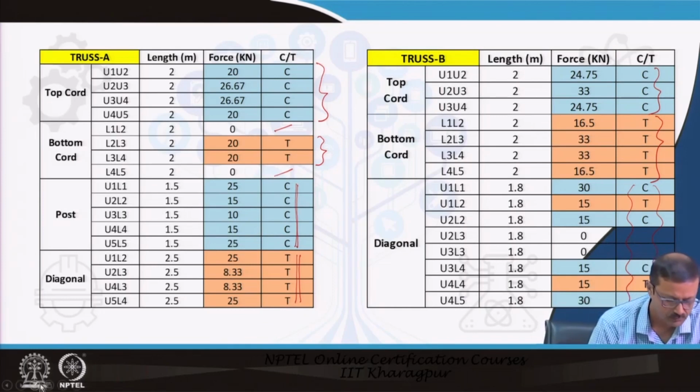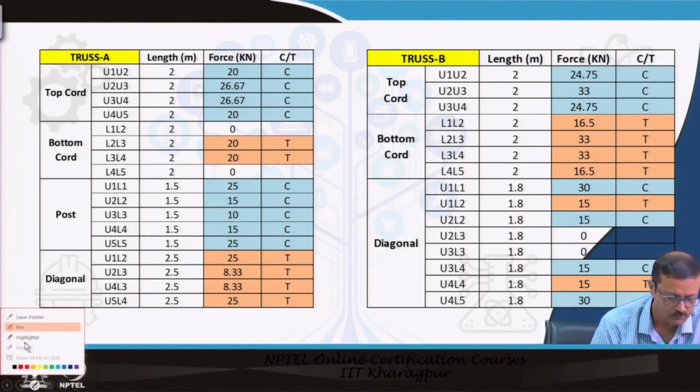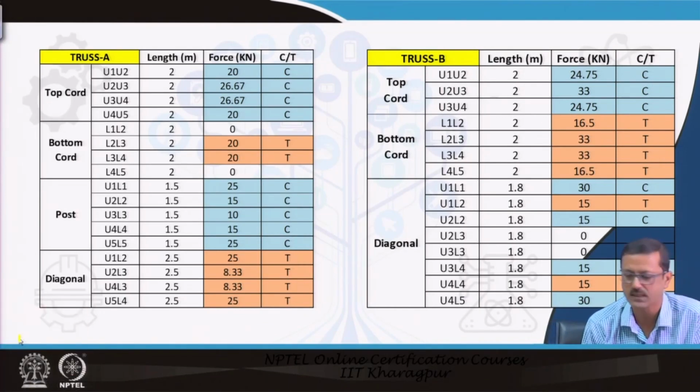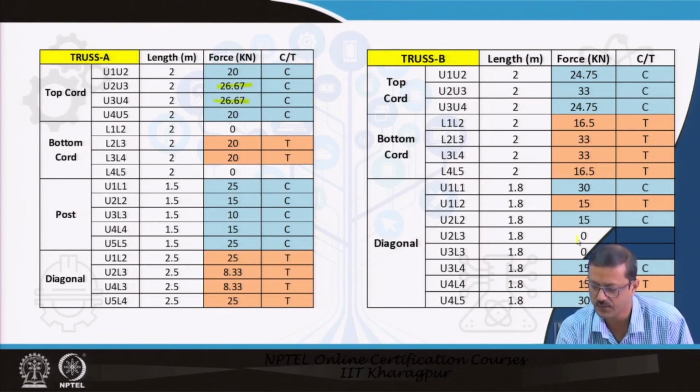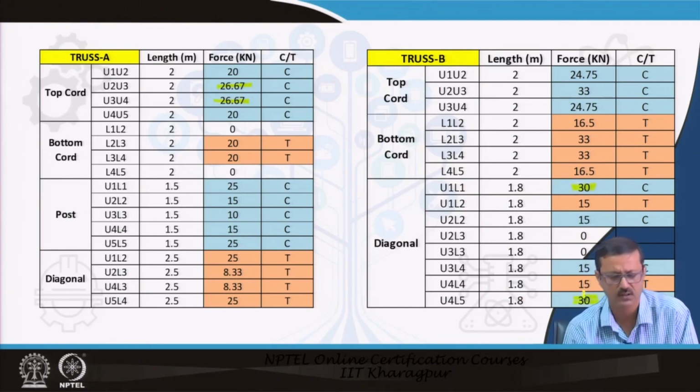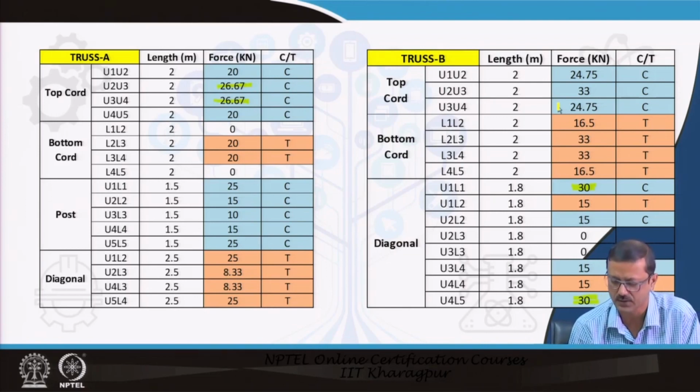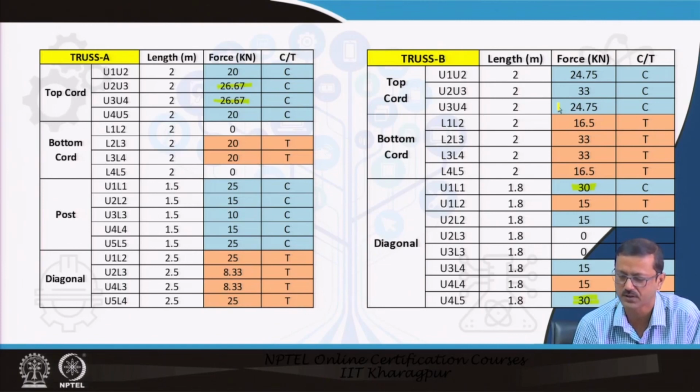Now, if you see with the highlighter what the forces are, let us take the highest force, that is 26.67. Here it is 24, no, it is 30. This is 30, comparable 26 and 30, but it is in the diagonals, whereas in that case it is in the top chord. That is not an issue, because finally it is the highest forces which will give you the final dimensions.